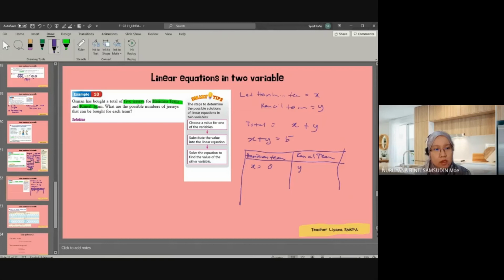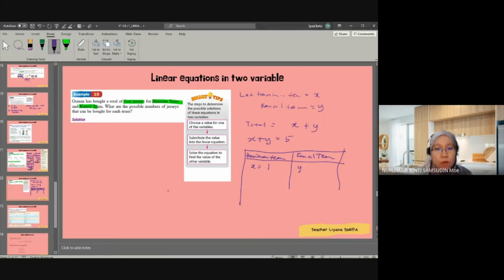What do you think? Can we put 0 here? No, I cannot. Because why? Because here is stated Osman has bought a total of 5 jerseys for Harimau Malaya and Kancil team. Meaning, he must have at least 1 jersey from each team. So we cannot put 0 here. Okay? So be careful. Alright, now we must start with 1.